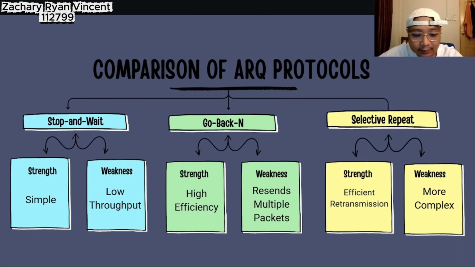So, as a comparison, each ARQ protocol has its own strengths and weaknesses. Stop and wait is simple but has low throughput. Go Back N is efficient but may retransmit multiple packets. Selective repeat is more efficient in retransmission but more complex to implement.